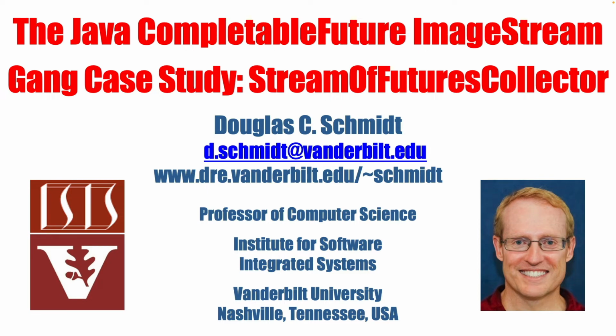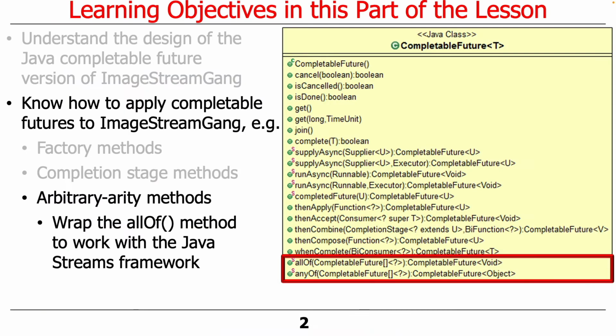So we're going to wrap up our coverage of the ImageStreamGang case study by talking about how to implement this collector we talked about earlier, which is called the StreamOfFuturesCollector. And it's going to wrap the allOf method so that things will work with the Java Streams framework in a seamless way.